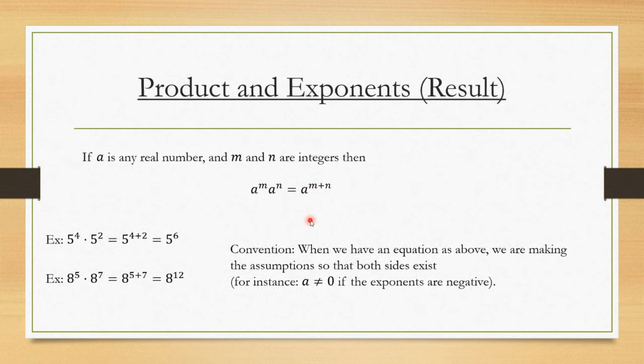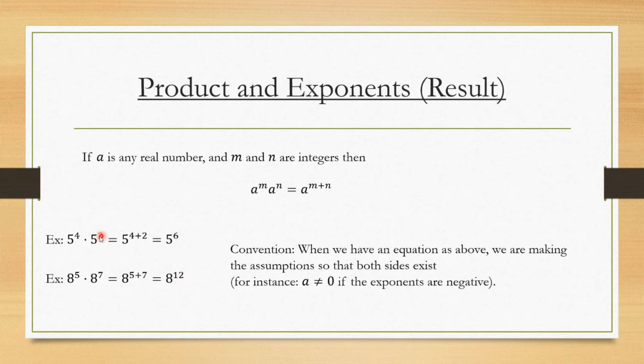And that's what I'm doing here. Okay, well, let's see another example or two. Here, 5 to the 4th times 5 squared, right? Well, that's just 5 to the 4 plus 2, which is 5 to the 6. Here we have 8 to the 5 times 8 to the 7, which is 8 to the 5 plus 7, and that's 8 to the 12.